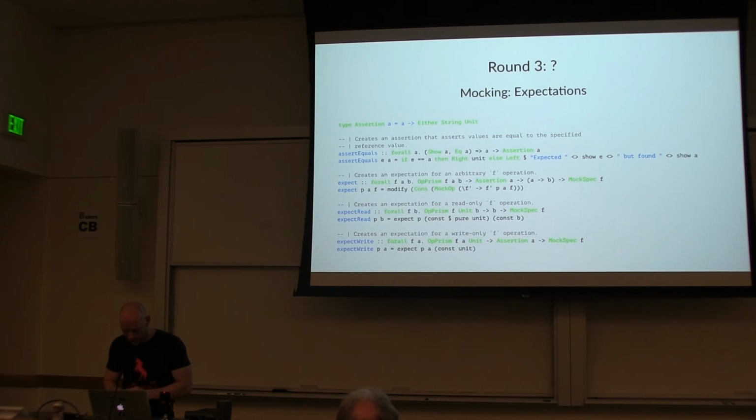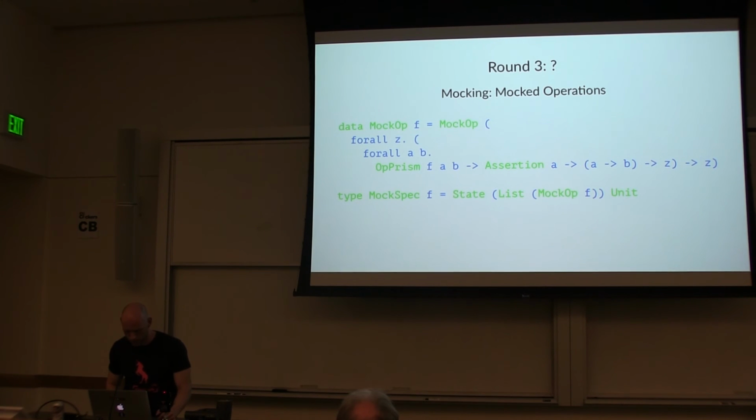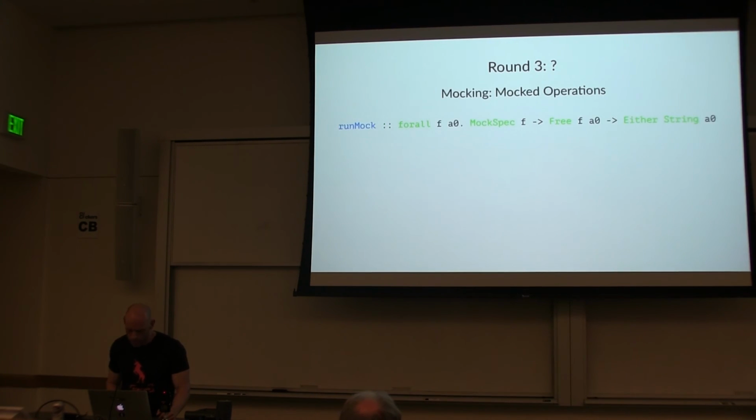And then I can create these expectation functions, expect read and expect write. Expect is the fully general purpose expectation. And in that version, you can specify an assertion for your input. You can specify a way to convert your input to your output, and that's going to yield one of these mock specs. And mock spec, again, is just a state monad with a list of these mock ops. So this combines in the usual way.